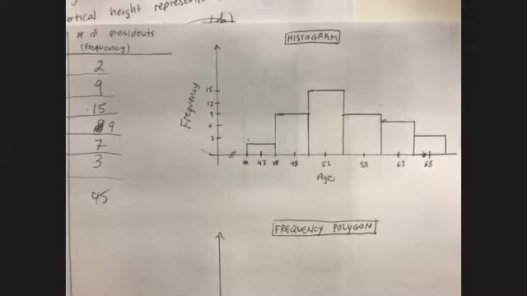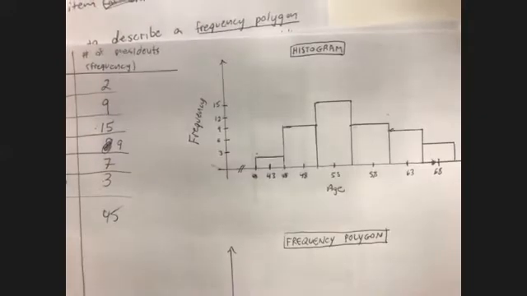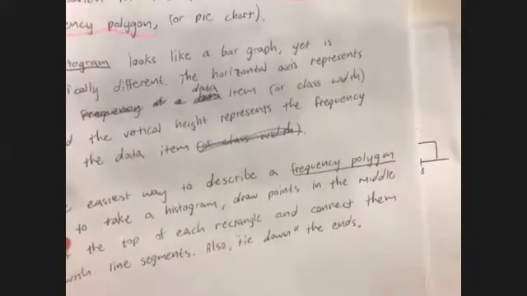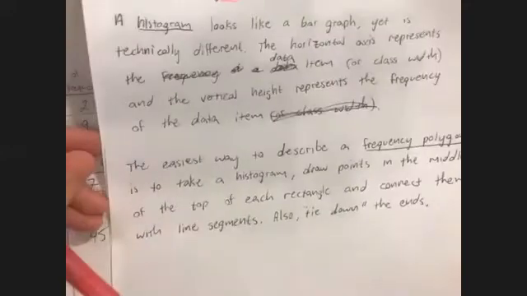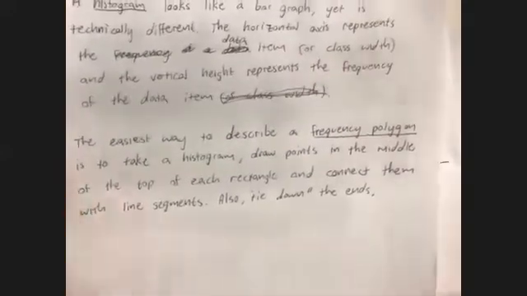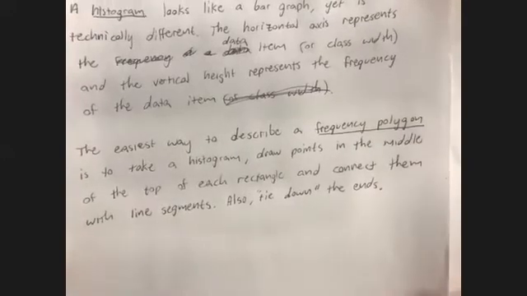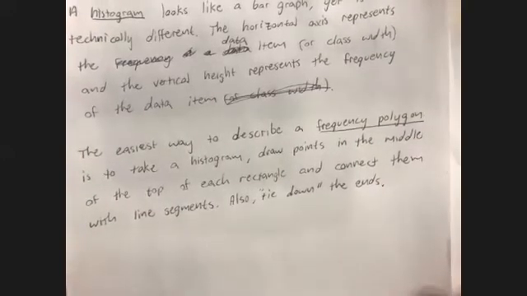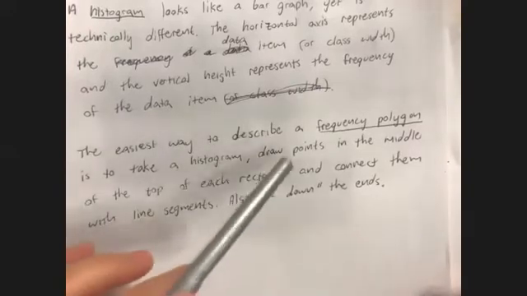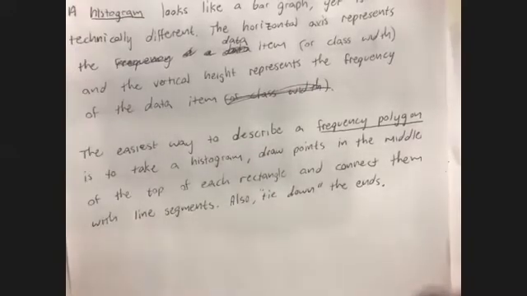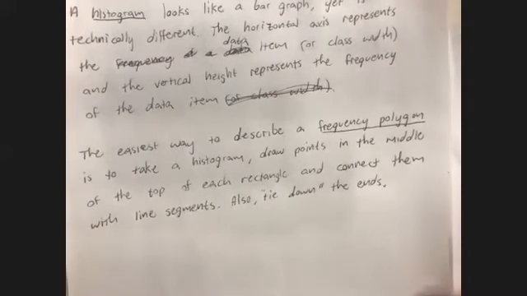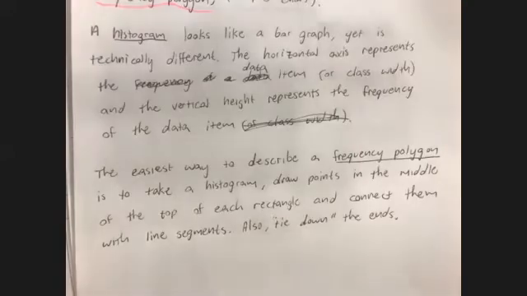Okay, the next term is a frequency polygon. And the book basically says the easiest way to make the frequency polygon is to take your histogram. We're going to draw points in the middle on the top of each rectangle and connect those with line segments. Okay? So if you were copying that, I probably took it away too fast. So I'm going to do that in red, and then on the next graph, I will do it by itself.